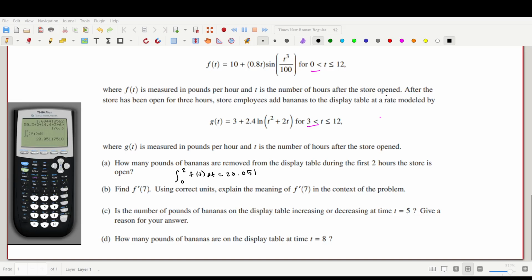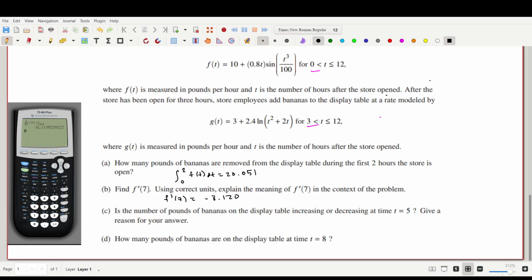Next one, B, find f prime of 7. Oops, that's math 8. Math 8, d/dx, alpha trace y1, 7, and that's going to be negative 8.120. Definitely should not be calculating these by hand.